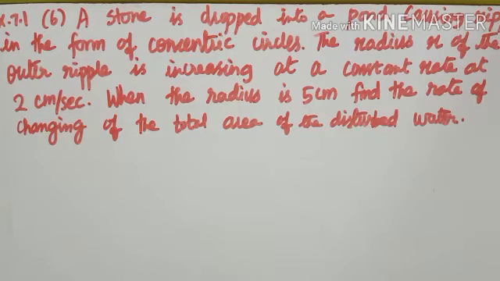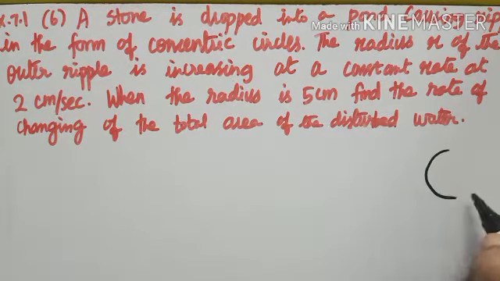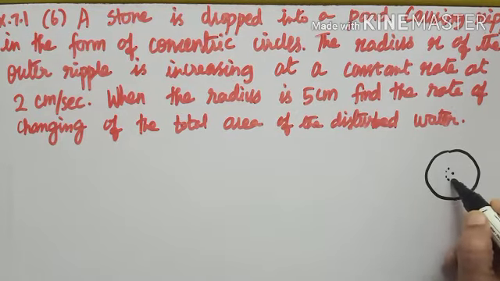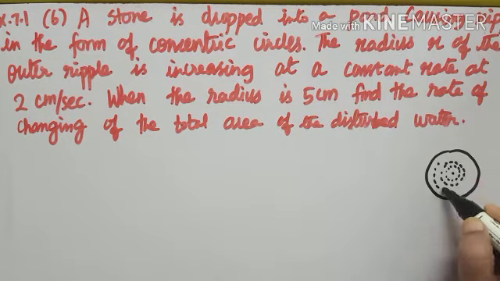Exercise 7.1 question number 6. We proceed on to problems based on rate of change. Here a stone is dropped in a pond. When we drop a stone, we will see ripples this way, which look like concentric circles.